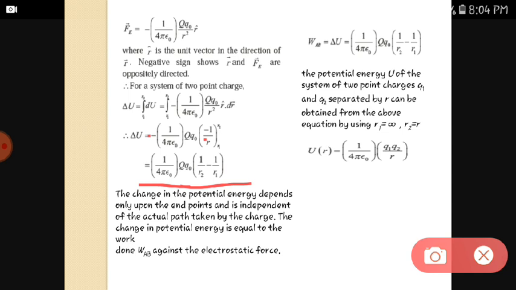The change in potential energy is equal to work done, as we have discussed. So we can write down W AB, which is the work done from A to B, equal to delta U, which is 1 by 4 pi epsilon 0, Q0, into the bracket 1 by R2 minus 1 by R1.